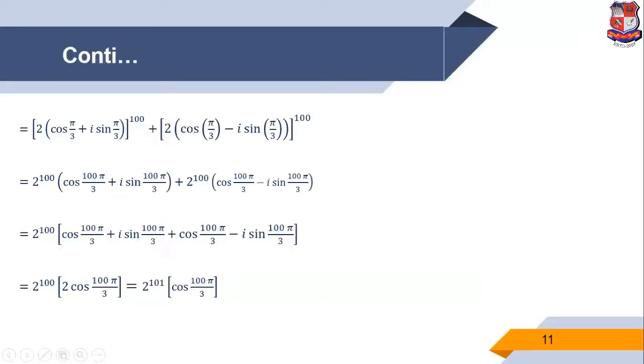Now the next term is 2 raised to 100 cos 100 pi by 3, using De Moivre's theorem, plus i sin 100 pi by 3. Similarly, 2 raised to 100 cos 100 pi by 3 minus i sin 100 pi by 3. Taking 2 raised to 100 common, we get this form. Both terms are cancelled. So 2 cos 100 pi by 3, and therefore we write 2 raised to 101 cos 100 pi by 3 is the answer.